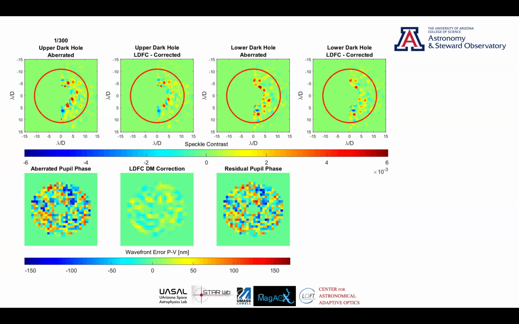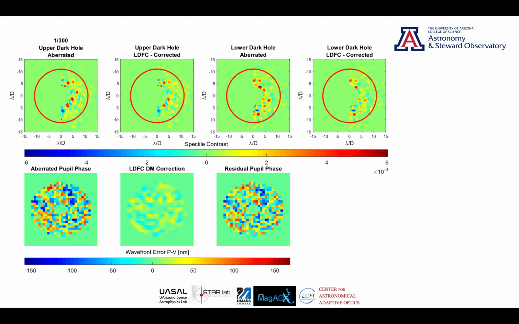So you have multiple channels on your DM. On one channel, we'd have the flat. On one channel, we would have the aberration we were applying. And on another channel, we would have the correction we were driving with LDFC. And so you sum them together, and what you want to see is that the image on the bottom row goes to 0 effectively. So the left pupil image is the aberration, the center pupil image is the DM correction being driven by LDFC, and then we had the residual phase in the far right pupil image.